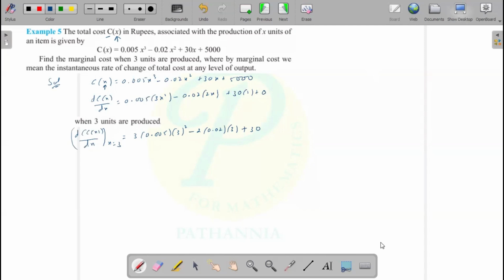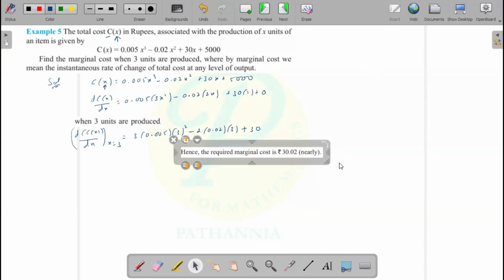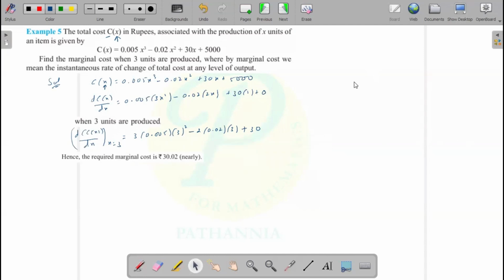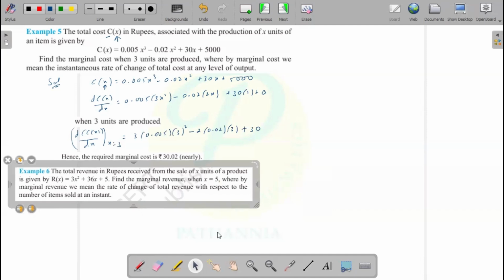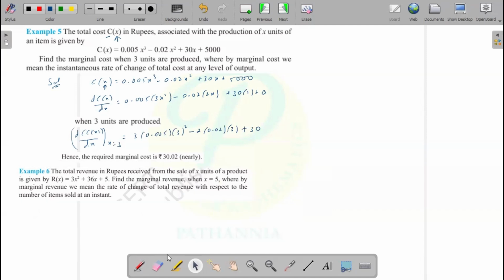Because this is a cost, therefore you can mention the unit as rupee. Right. The similar example number 6. Yes, come on fast.